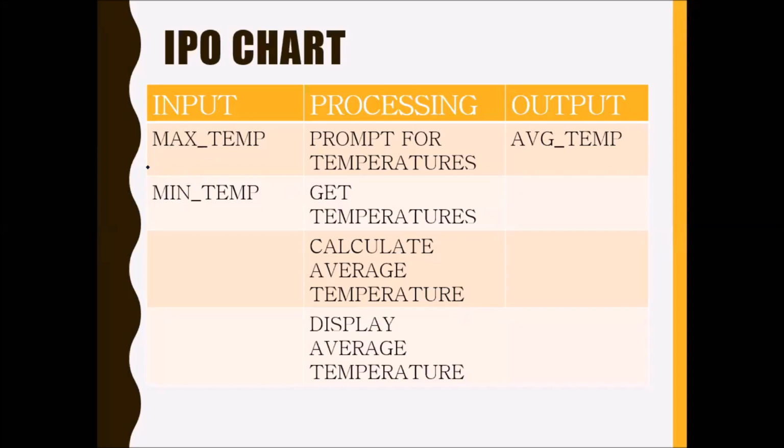And that's my variable name for those two, right? You could have MT, MXT, MIMT. You can choose whichever variable name you wish to choose. What is our processing? So we're going to ask the user to enter the temperatures, store them in the variable names, calculate temperature, and then output it to the screen.